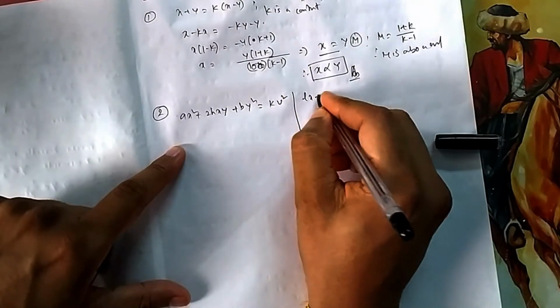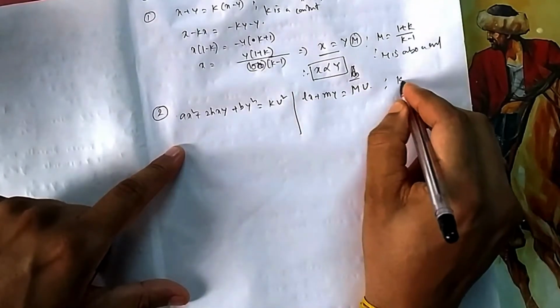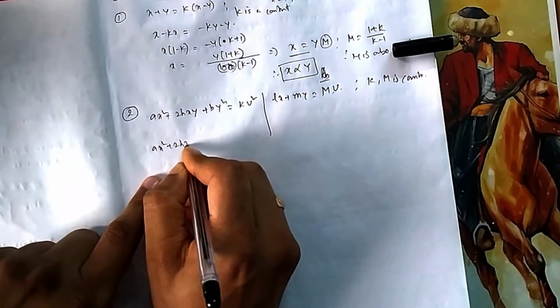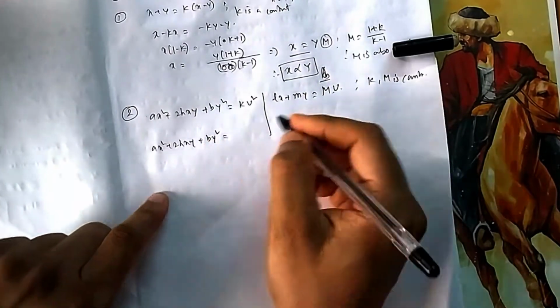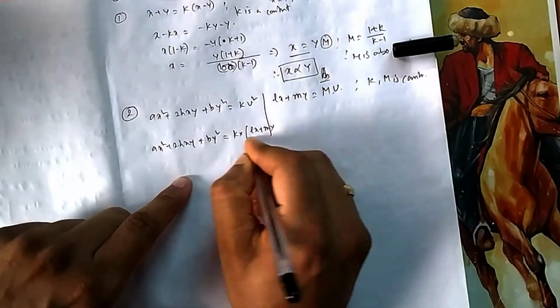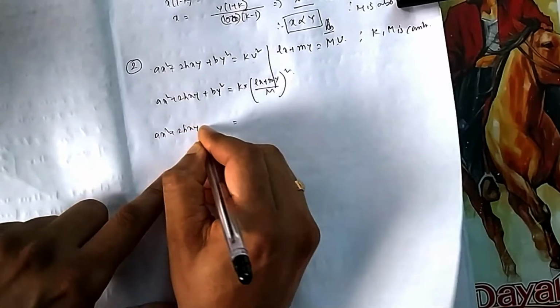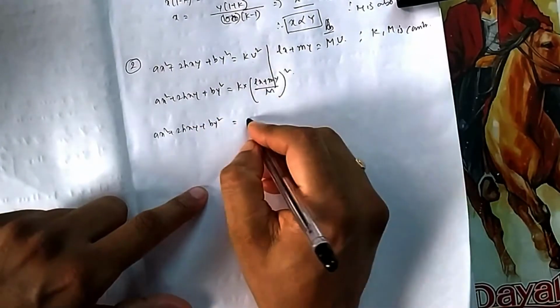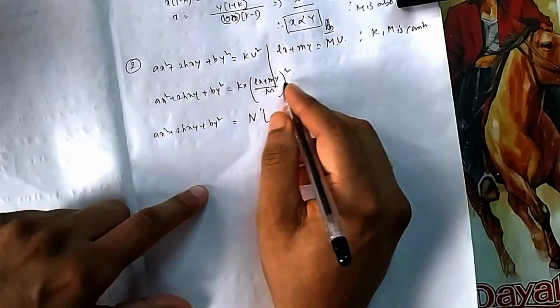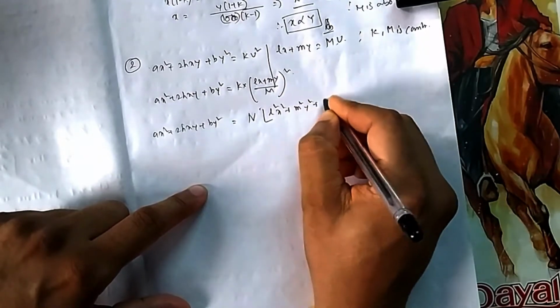So it is u square that is given. And then another one you take lx plus my is equal to capital M, you suppose, where k and m are constants. So you can put u here directly: ax square plus 2hxy plus by square is equal to k into ((lx plus my) divided by m) whole square. So now what you can do, I can write ax square plus 2hxy plus by square, k by m square you take as a constant n, and then it is only (lx plus my) whole square. So it is a square plus b square plus 2ab.